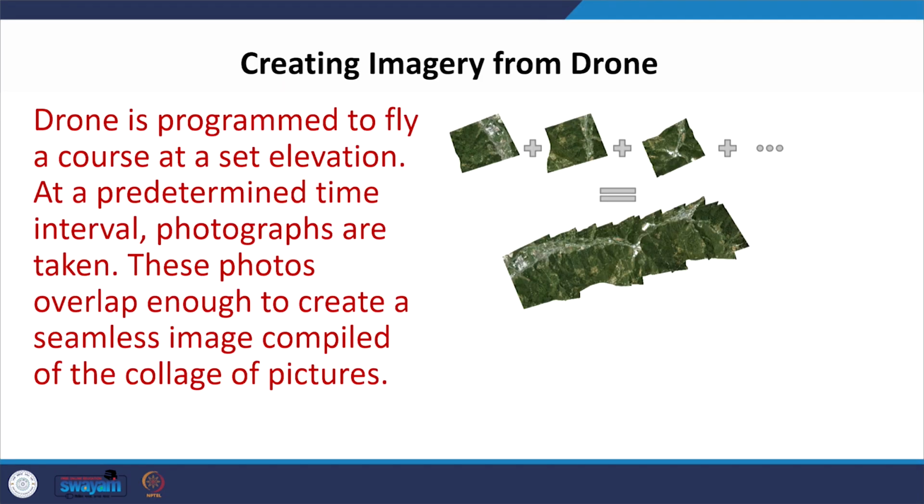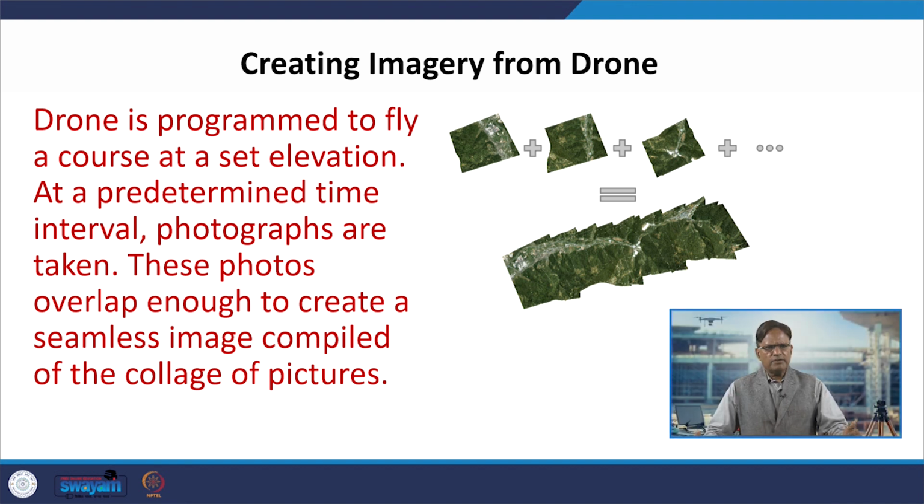How do you create the images from the drone? The drone will be programmed to fly at an elevation, at a height, and at a predetermined time interval the photographs will be taken. As you can see here, photograph number 1, photograph number 2, photograph number 3, they are all taken at a predetermined time interval. And these photographs have enough overlap to create a seamless image which can be compiled. So, down below you can see the compilation of several images to create a mosaic, so that the entire area is visible for analysis and carrying out the mapping.